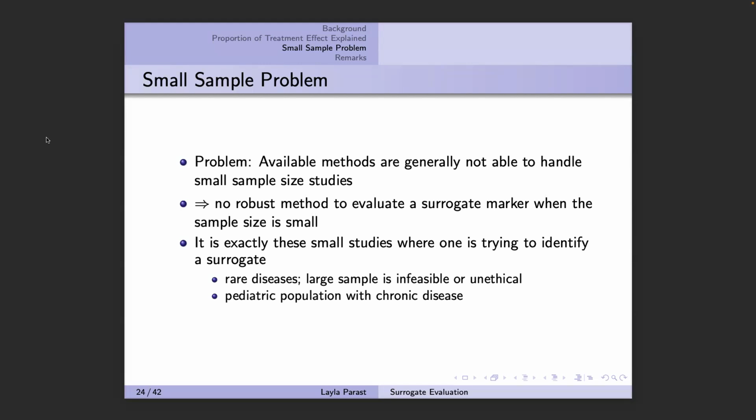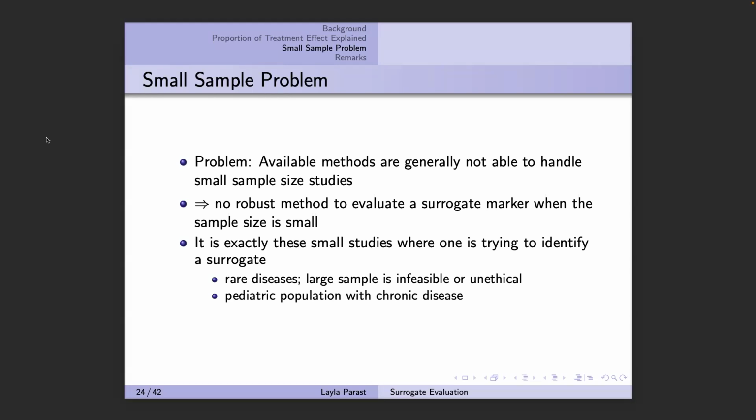So in the past couple of years, I was getting very annoyed with myself that nothing that I came up with could work with small samples. The small sample clinical trials are the ones that really desperately need surrogate markers, right? Like the pediatric clinical trials, the trials of rare diseases. These are small trials and they really need surrogates. And I was really bothered by the fact that I was doing nothing for those. So there's no robust method that I know of that you can use to evaluate a surrogate marker.